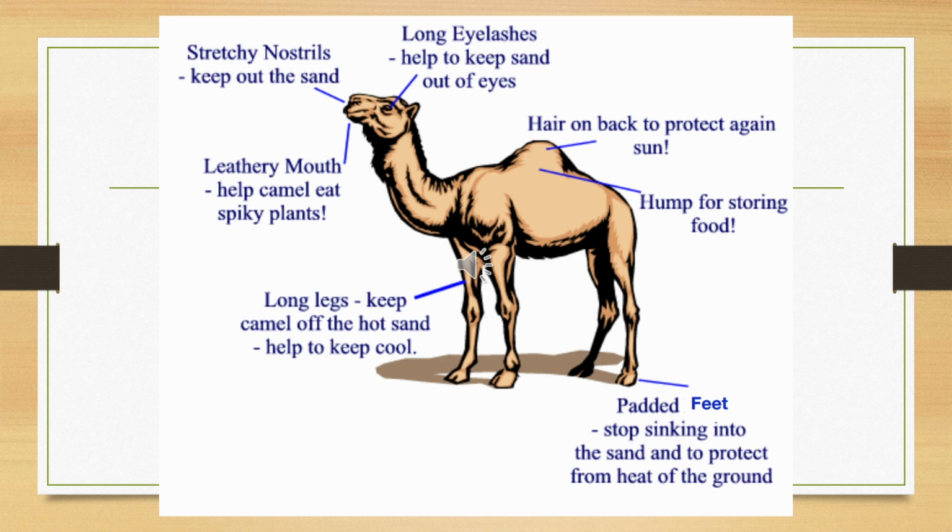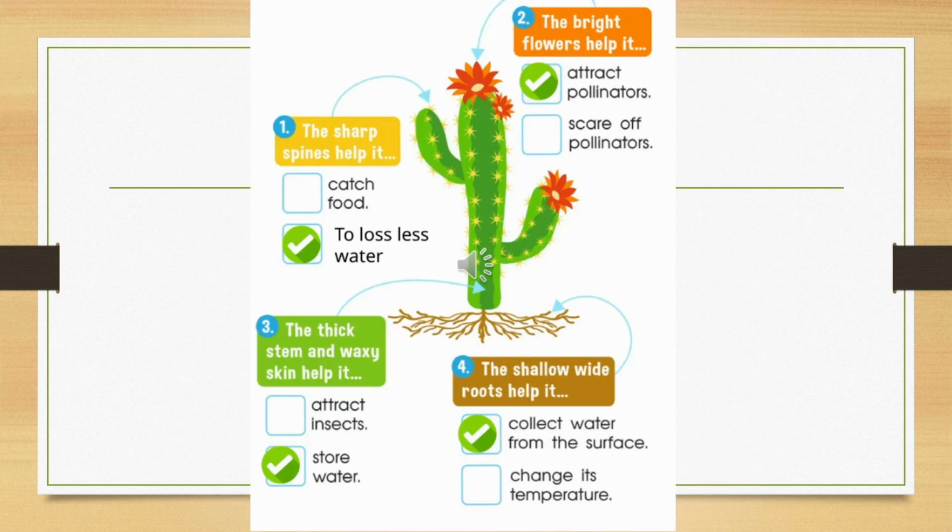But wait, how about the plants? In this slide, you will see how a cactus survives in the desert. It has sharp spines to help it lose less water. It has bright flowers to attract pollinators. The thick stem and waxy skin help it to store water. So these are certain features in a cactus plant that help it to survive in the desert for a long time.